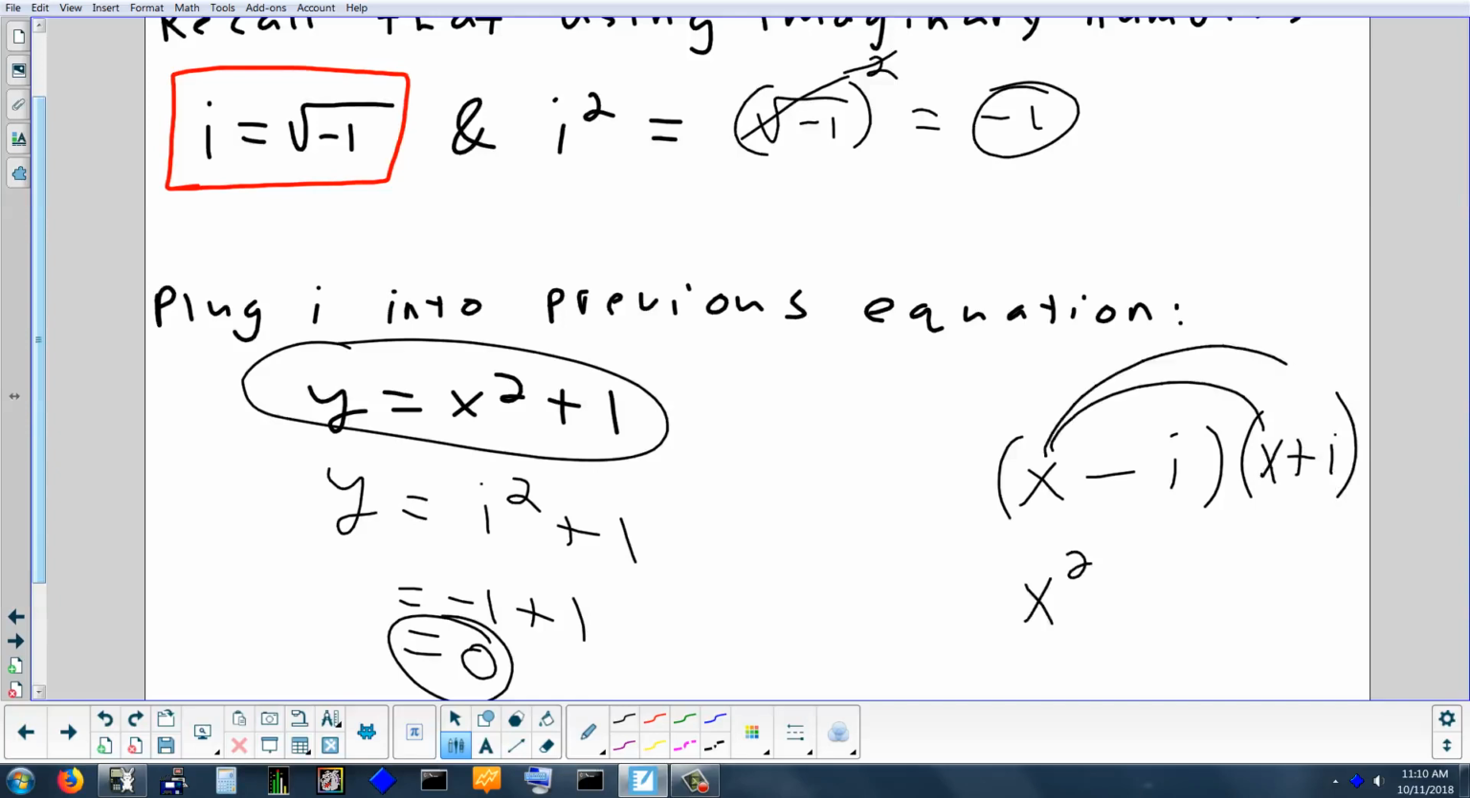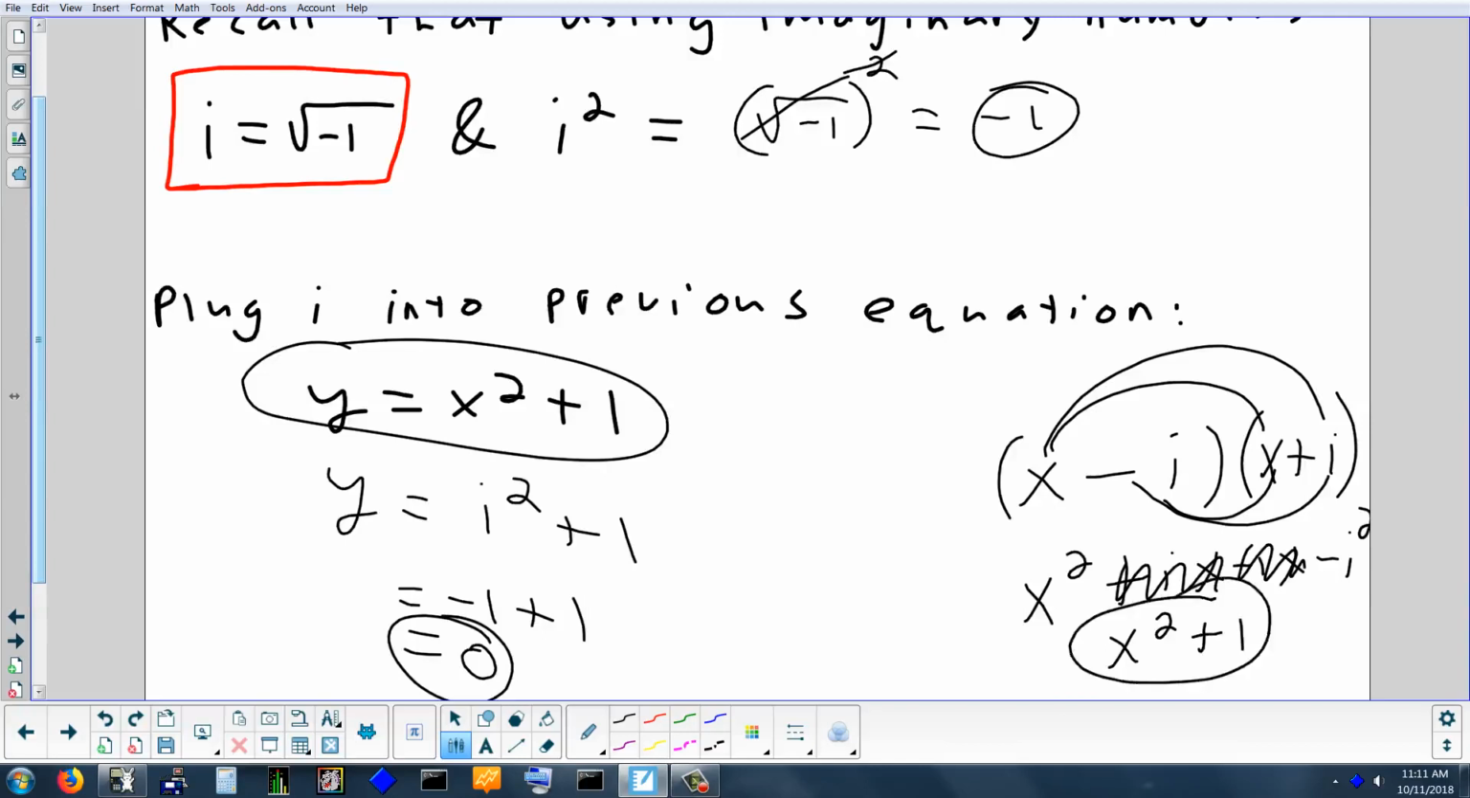x squared plus ix minus ix, and then negative i times i, negative i squared. Well, watch what happens if you simplify that. x squared plus ix minus ix. i squared is negative 1. What's negative i squared? Yep, positive 1. So what I just got right here is the original problem. Any questions on that?